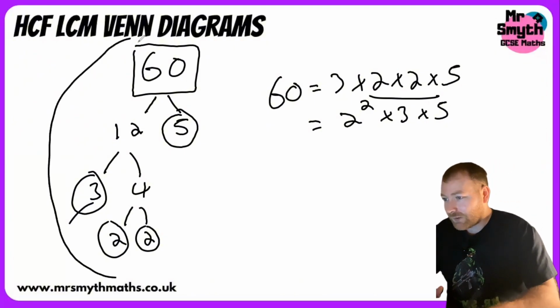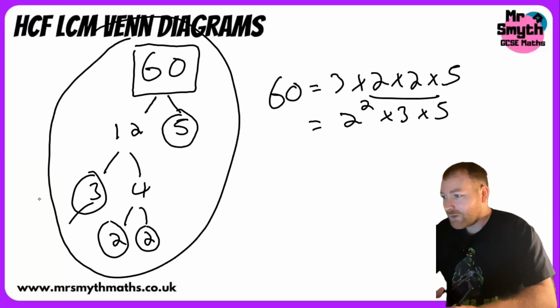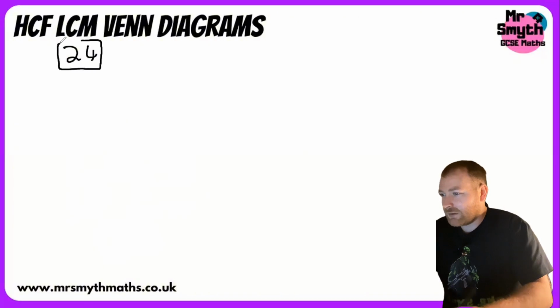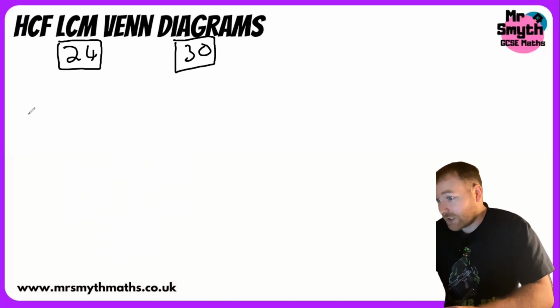But what we need for the Venn diagrams is this here. So I'm only going to go through one example here, so I hope just the one example is okay. I'm going to pick fairly low numbers. I'm going to pick 24, and I'm going to pick 30. I'm going to pick fairly low numbers just to demonstrate, but this does work with pretty much any large number.